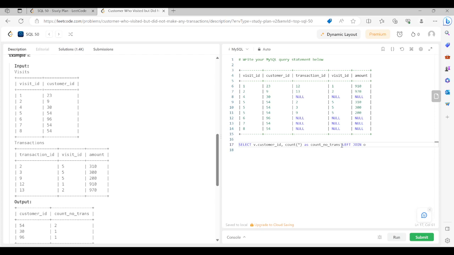So we select this from visits. Then we left join transactions, mark that as T, on V dot visit ID is equal to T dot visit ID. So this will give us this table.